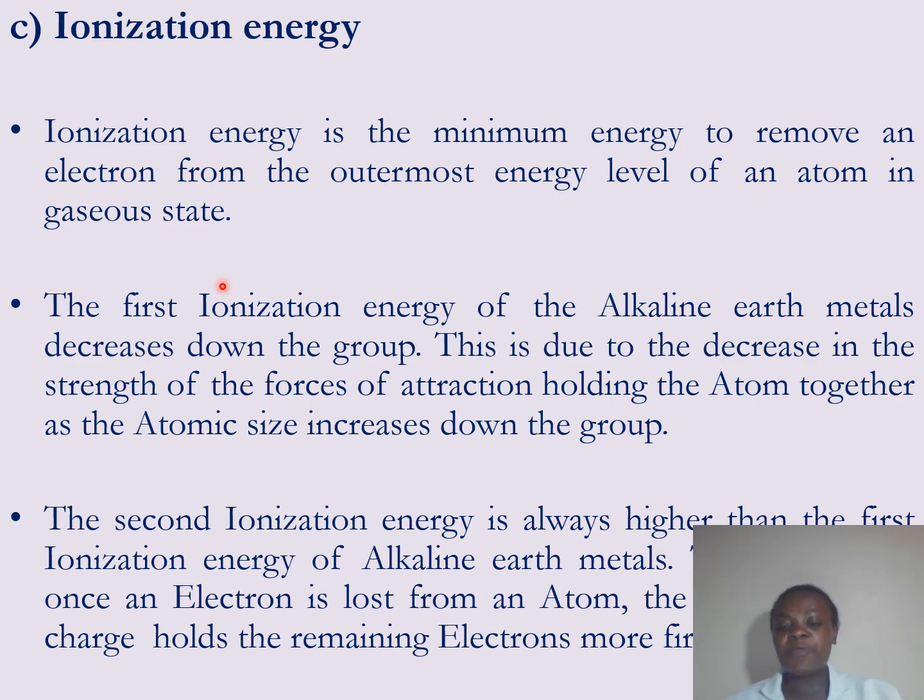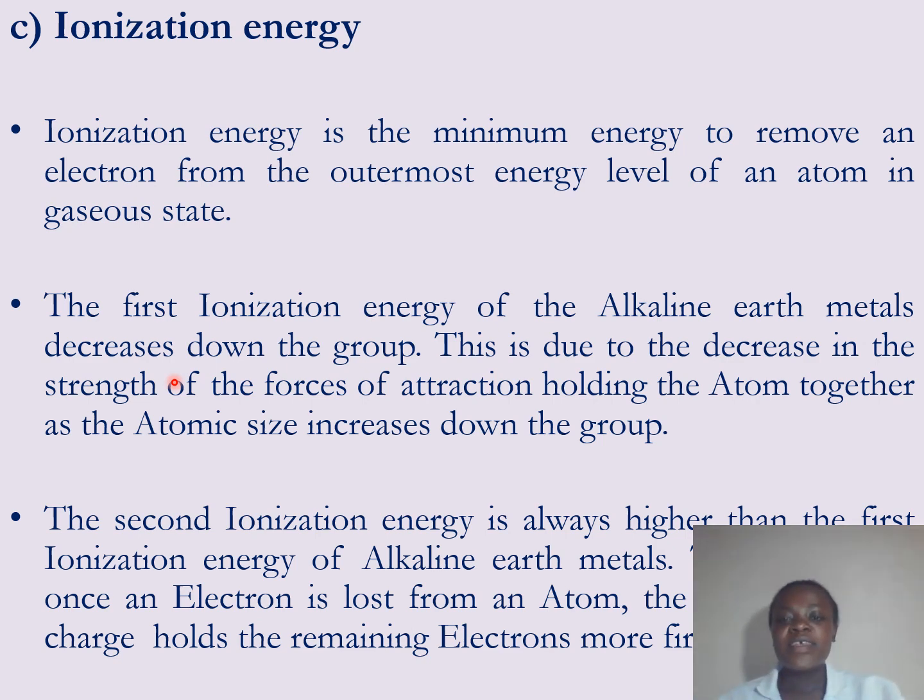For the group 2 elements, or what we are referring to as the alkaline earth metals, they have first and second ionization energy, because they have to lose 2 electrons, and these 2 electrons are not lost at the same time. So the first ionization energy is for losing the first electron, and the second ionization energy is for losing the second electron. The first ionization energy of group 2 elements decreases down the group.